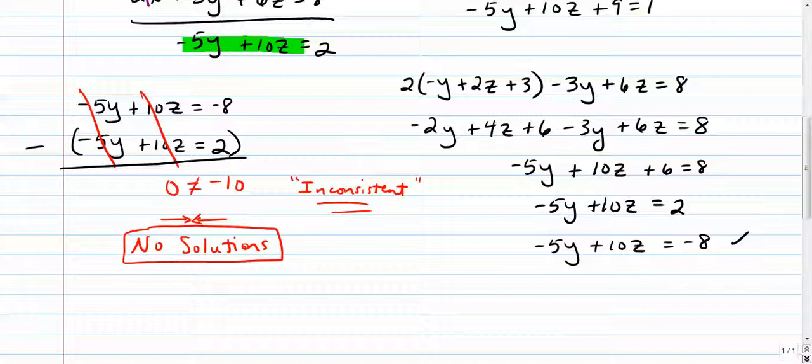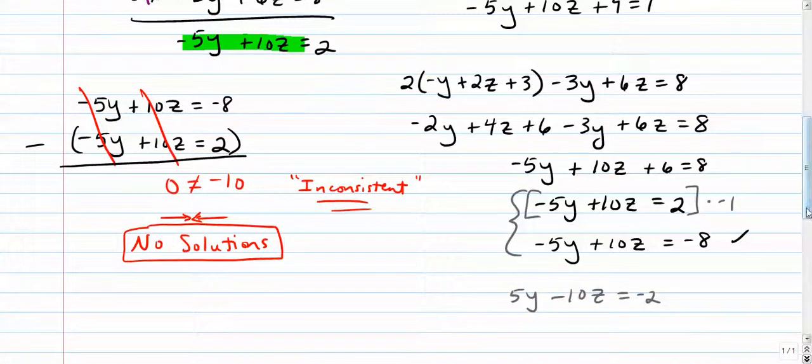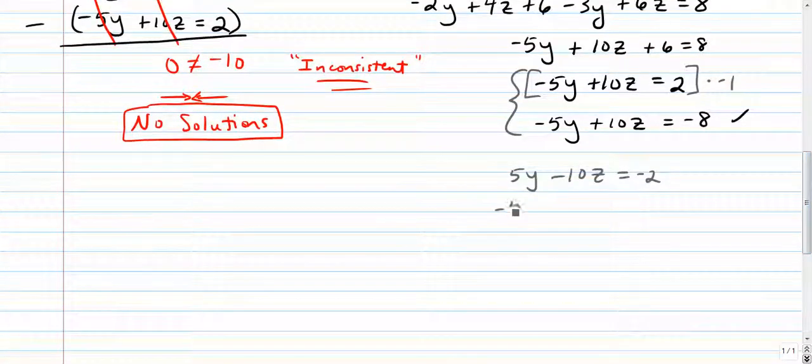And we are ready to go. We've got two equations with the same two letters right here, just with y's and z's. Again, what I'll do is maybe multiply the top one by negative 1. That'll leave me with positive 5y minus 10z equals negative 2. And I'll just rewrite the bottom equation.